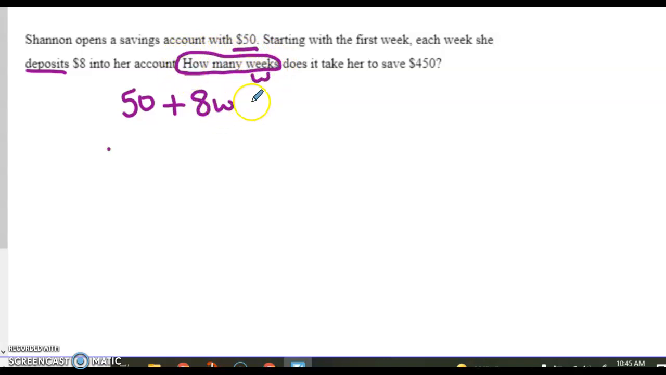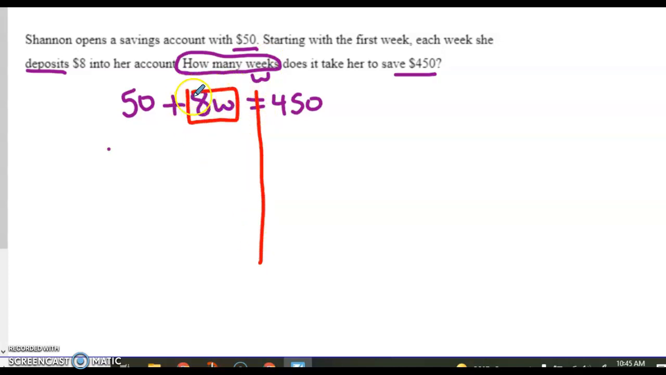So we need to give it a letter. I'm going to call it W. And then this is the total. So the total is always on the other side of the equals. This is the equation, but it wants to know how many weeks. So we need to go ahead and solve that.